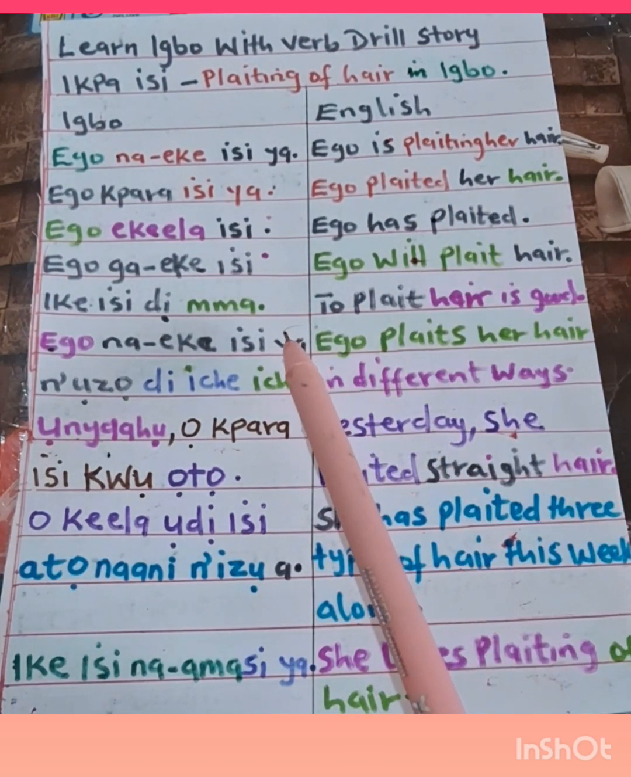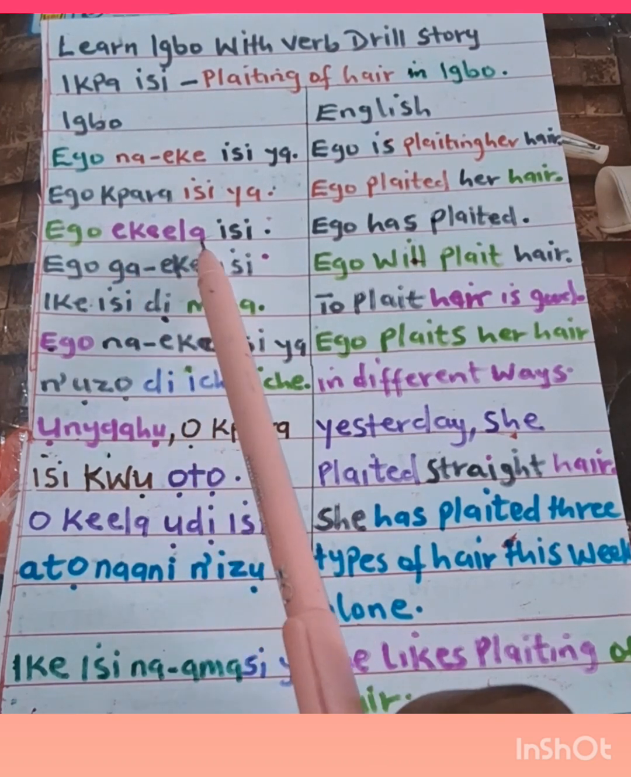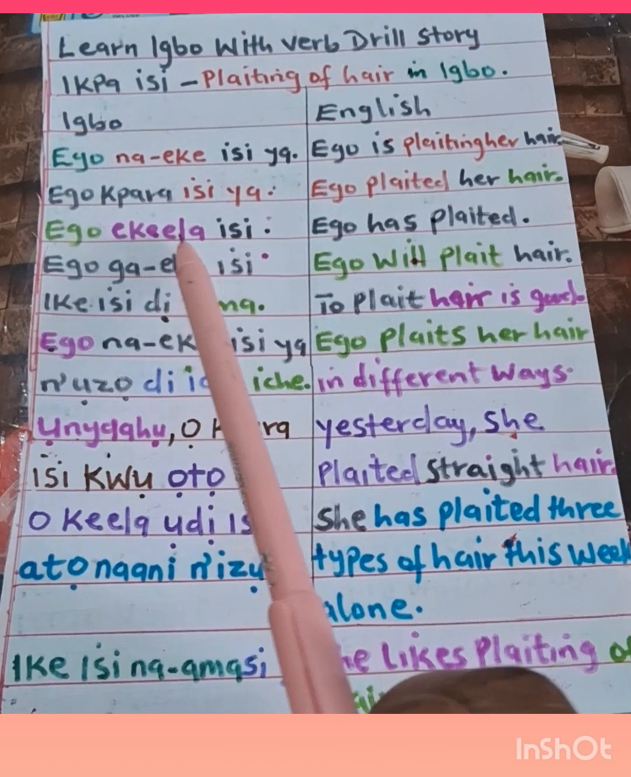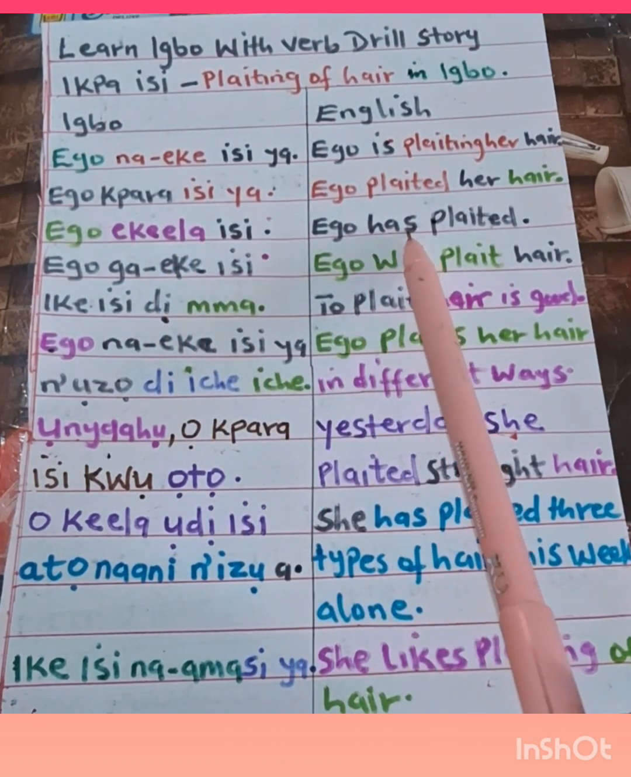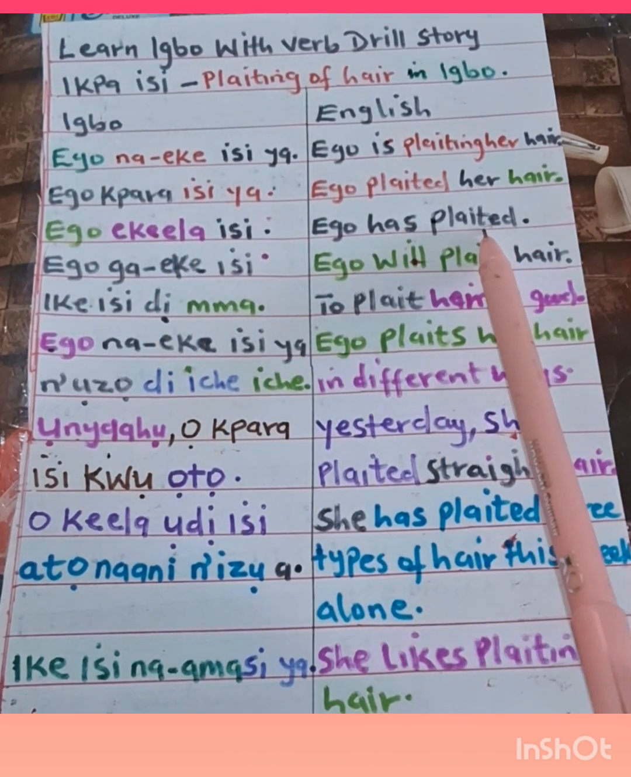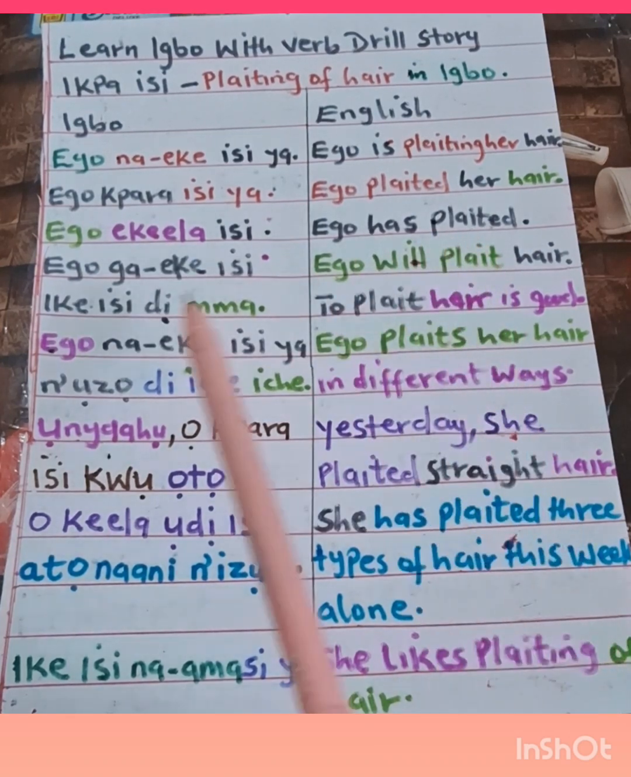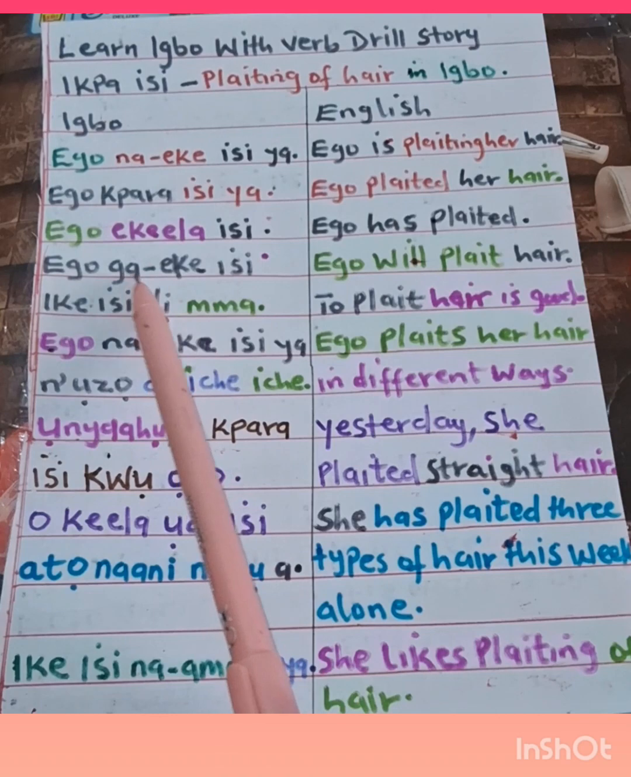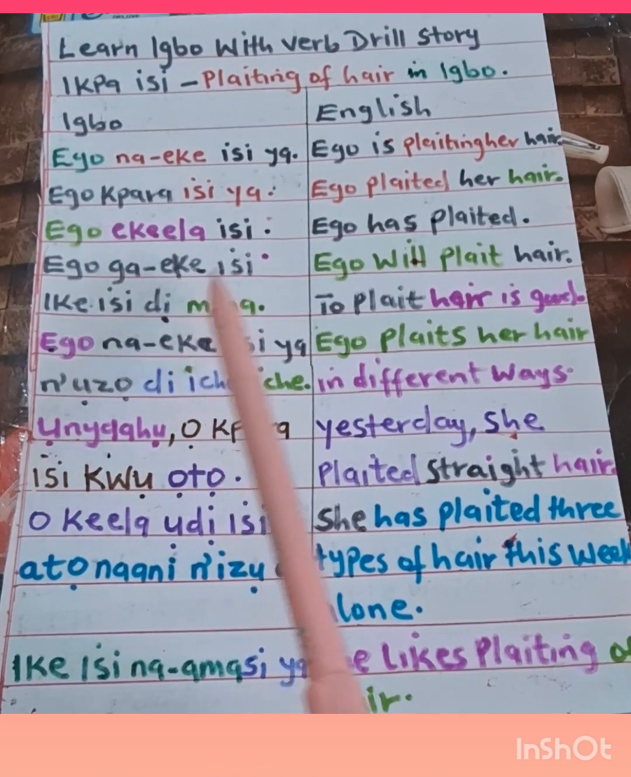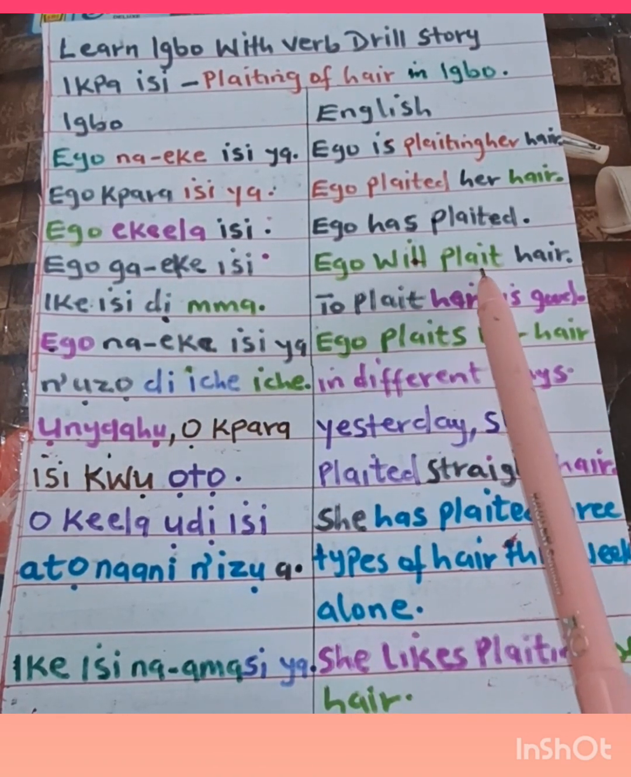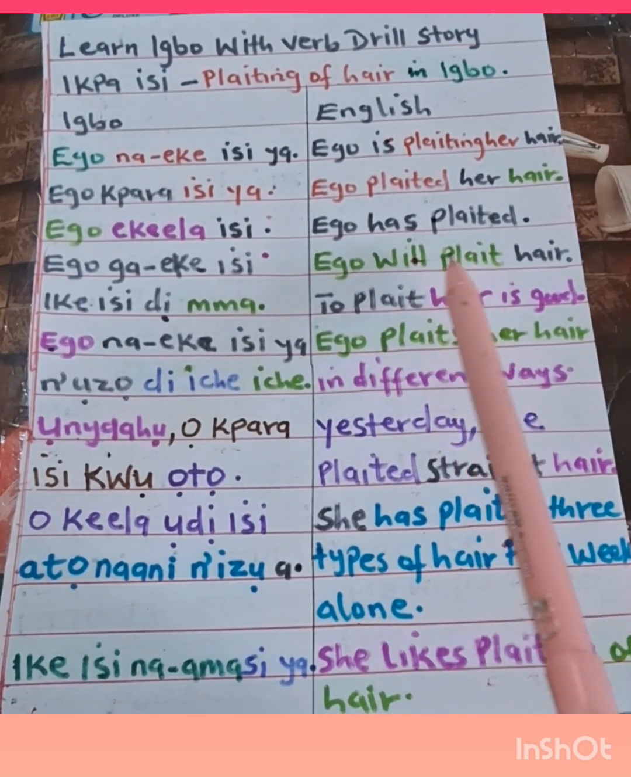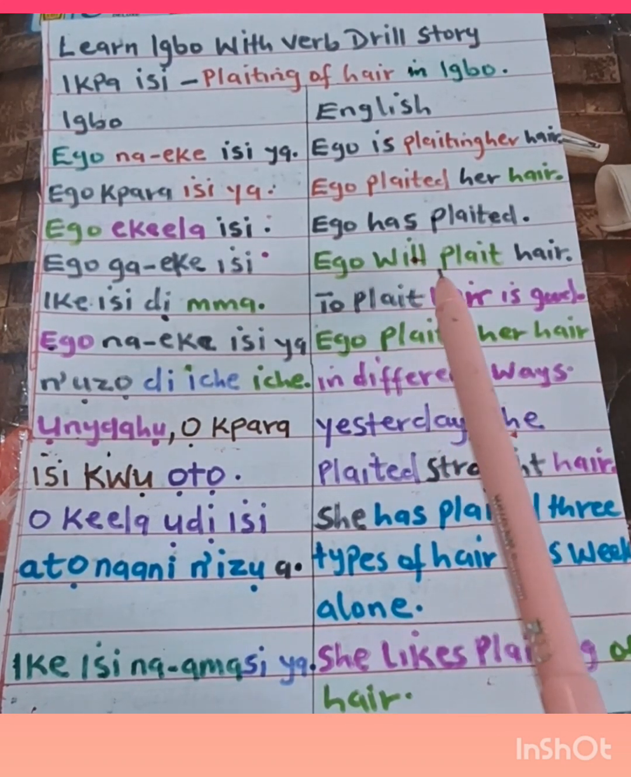Another one is ekela isi. Another verb, ekela. It means has plaited. Another one is ga eke. Another verb, ga eke. We will plait. That is future tense. Verb for tutors, for future tense, we will plait.